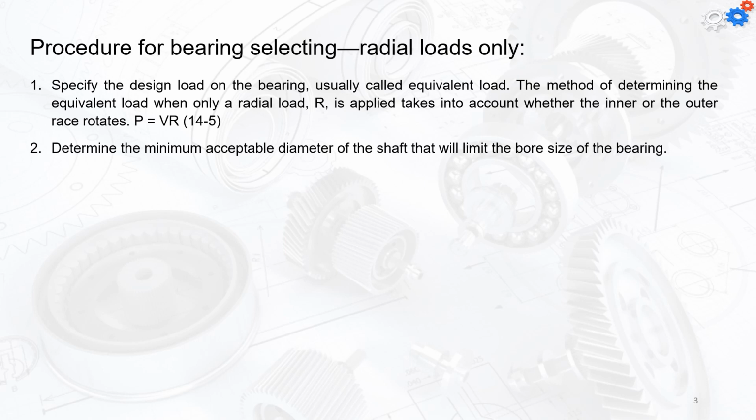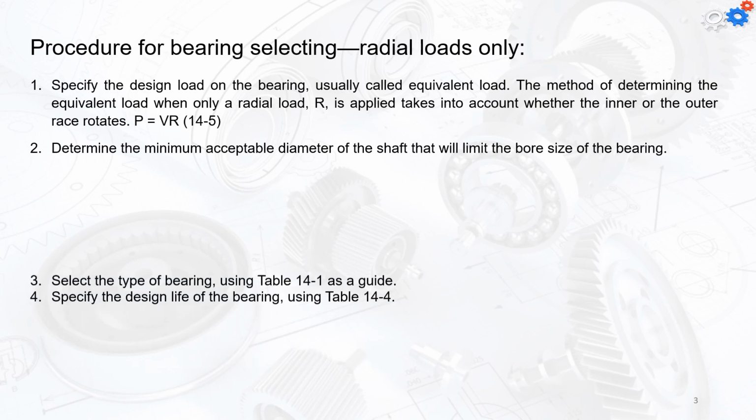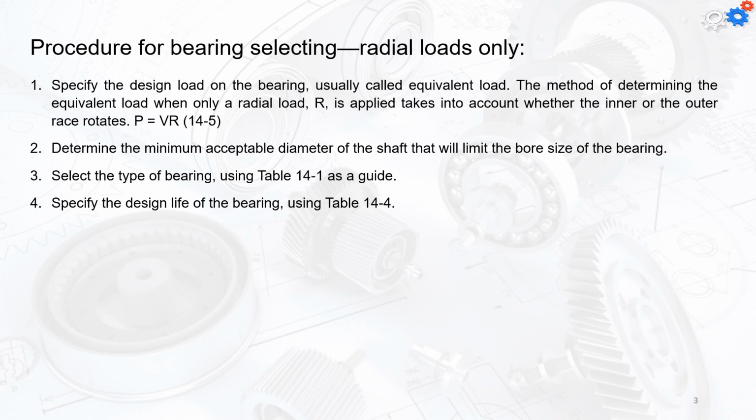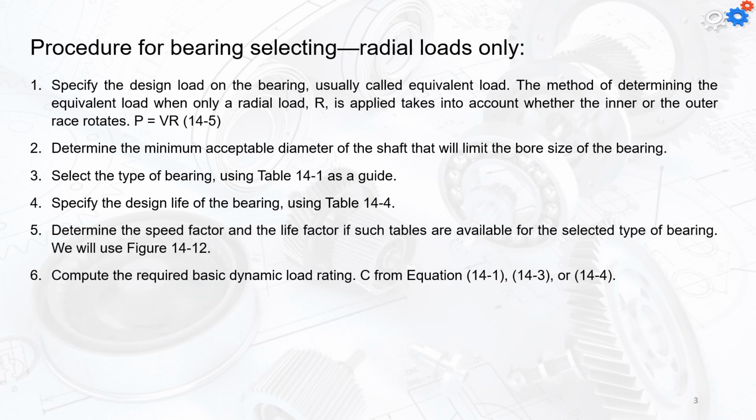Second, determine the minimum acceptable diameter of the shaft that will limit the bore size of the bearing. Third, select the type of bearing using table 14.1 as a guide. Fourth, specify the design life of the bearing using table 14.4. Fifth, determine the speed factor and the life factor if such tables are available to select the type of bearing, using figure 14.12.